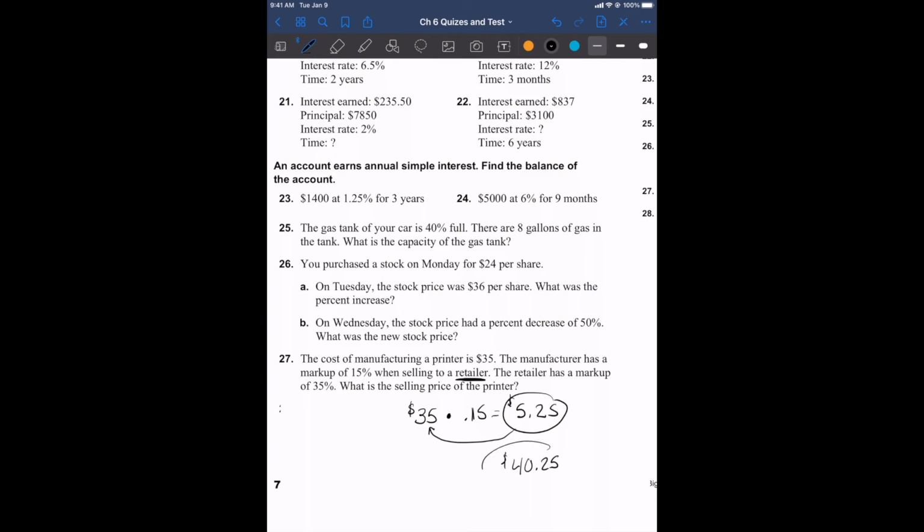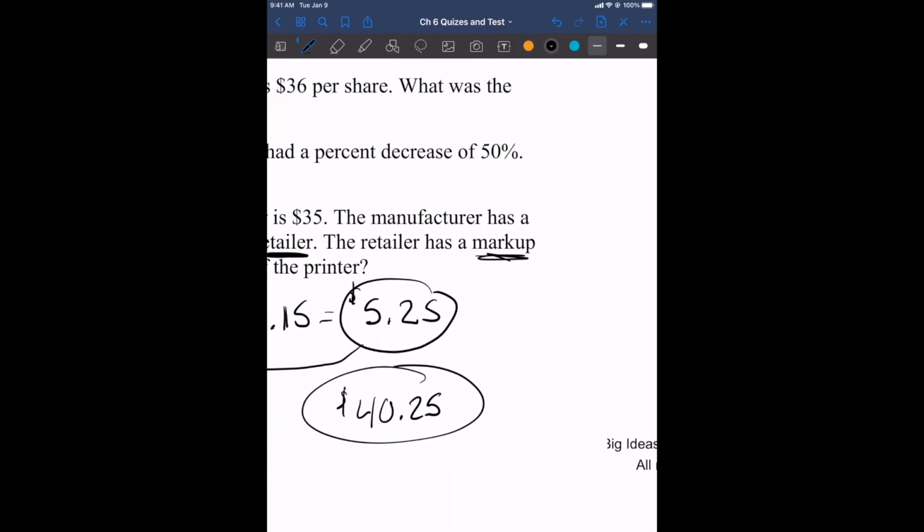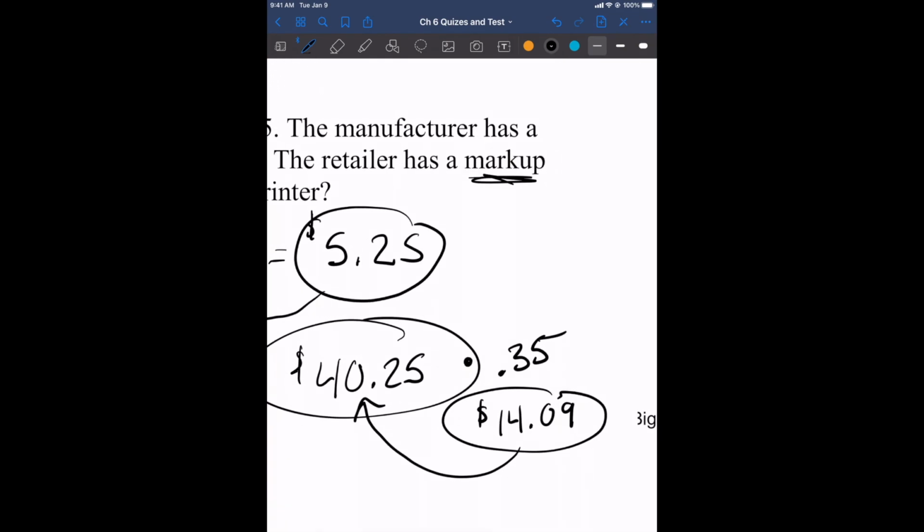Now, once Staples has the printer, they give you a new markup of 35% to sell to you. So we're going to take 40.25 times 0.35, which is 35%, okay? When you do that, you get $14.08. You could probably round that up to 9. Okay, take that and add it to this, just like we did before. All right, that would equal $54.34.